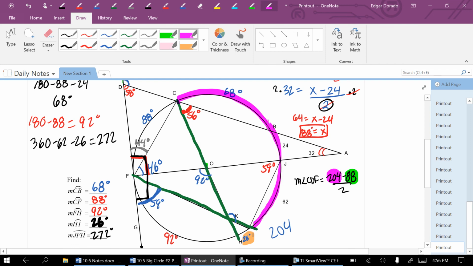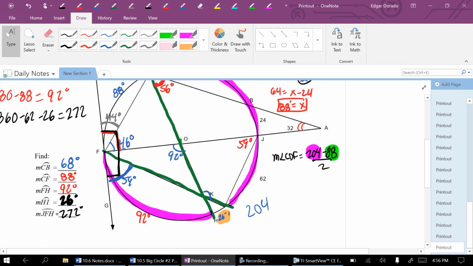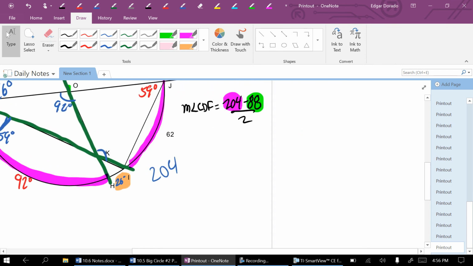Okay, that's the arc directly opposite of my angle that I'm looking for. And then on the other side would be this angle. Okay, so we've got to do some work here, guys. So the measure of angle, let's do some work here.